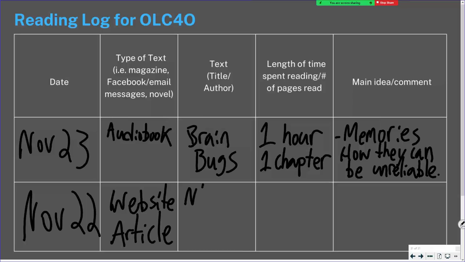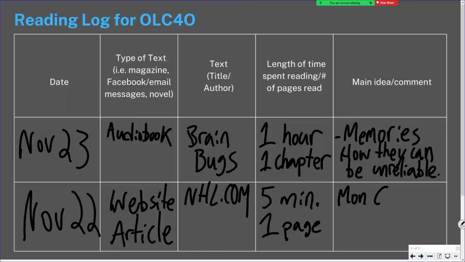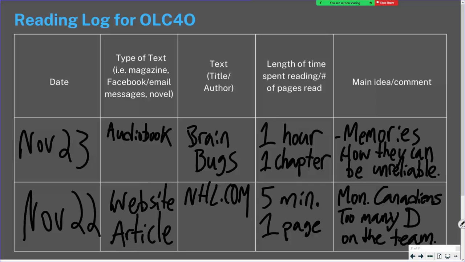And this was NHL.com. That's where I read it. The length of time was only 5 minutes, but that's okay. I spent about 5 minutes reading it, and it was probably, I'll just say, only a page long. And it was about my favorite team, the Montreal Canadiens. The article was about how they have too many defensemen on the team.